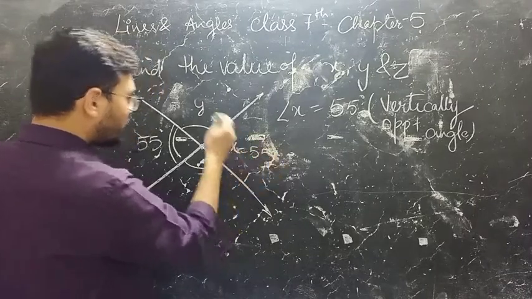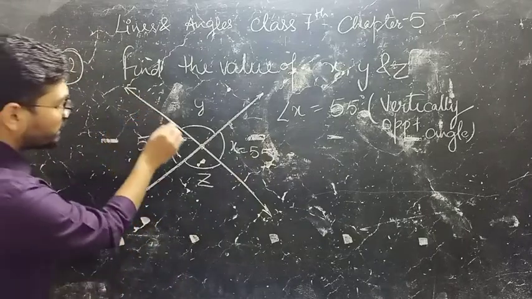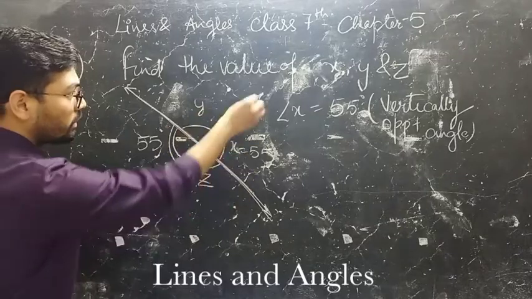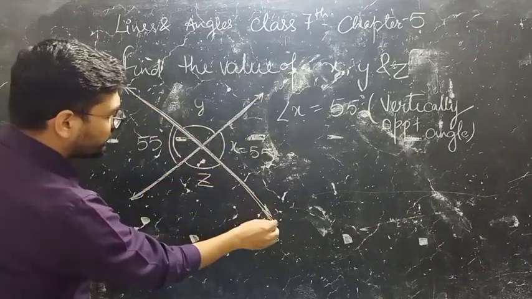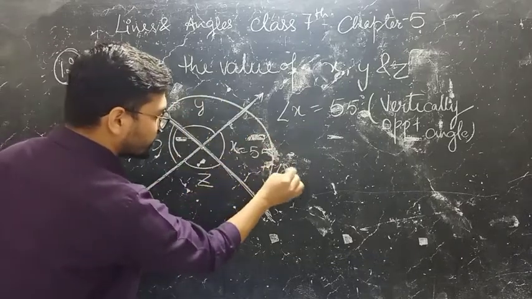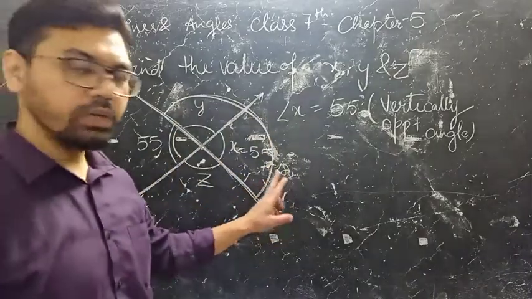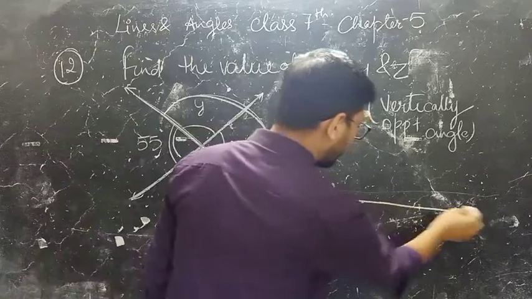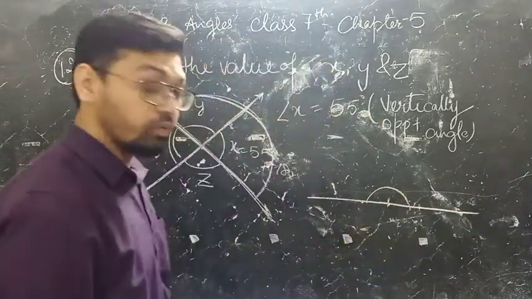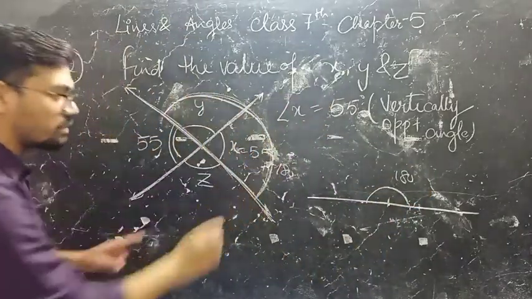Now, what about y and z? If you see, this is a linear pair of angles, or you can say these two are adjacent angles. This is a straight line, so obviously this complete angle must be equal to 180 degrees. Do you agree with this or not? Let's say you have a straight line, this is the center, then this angle is 90 degrees and the complete angle is 180 degrees.